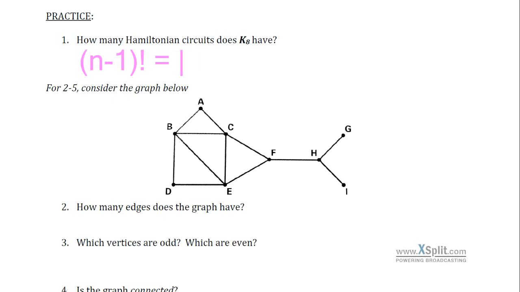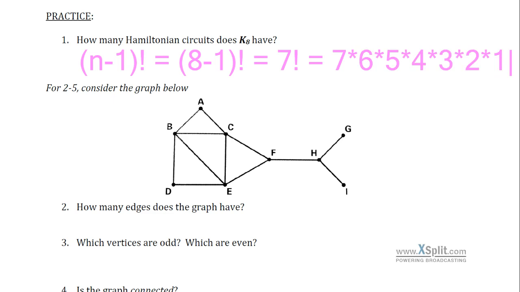So 8 minus 1 factorial. Remember, factorials just take the number and multiply all the integers underneath it. So like we were saying, 7 times 6 times 5 times 4 times 3 times 2 times 1. Whatever that turns out to be, that is an enormous number. So I'm just going to let you calculate that because I don't have a calculator on me right now. But it's going to be some large number.